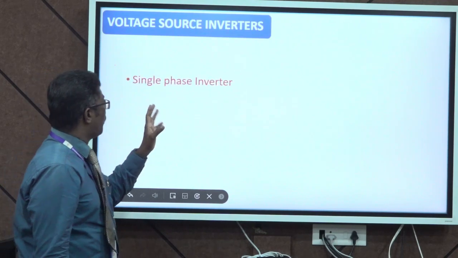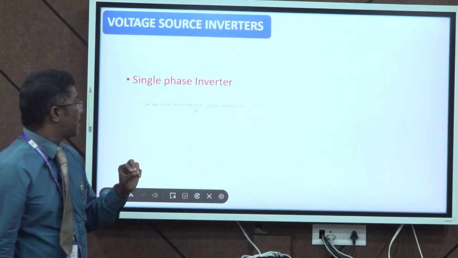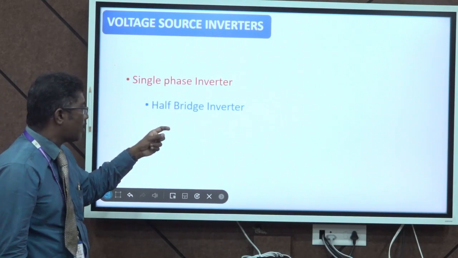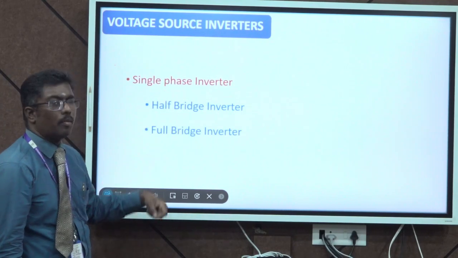Next, we are going to discuss the single phase inverter, and in that, we are going to discuss the half bridge inverter and the full bridge inverter.